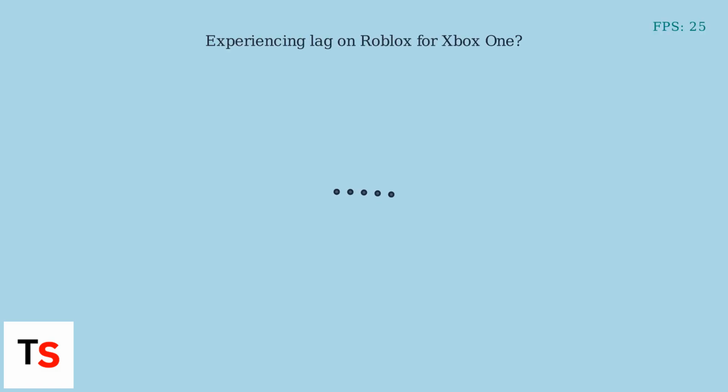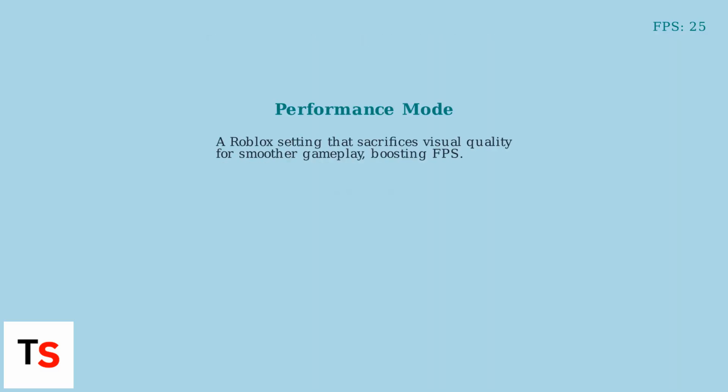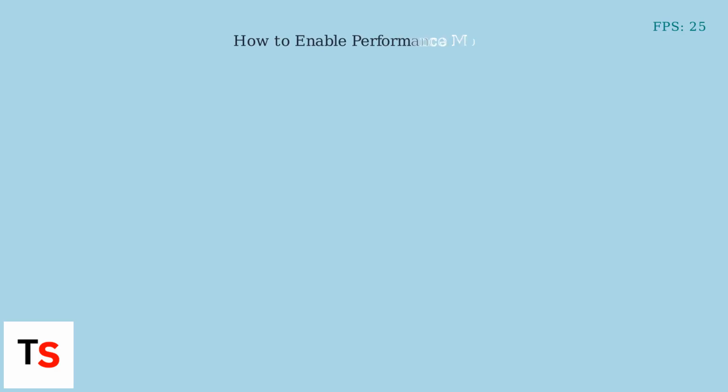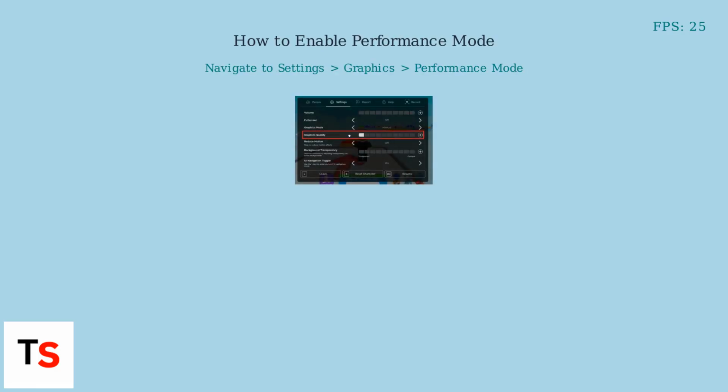Experiencing lag on Roblox for Xbox One? The key is understanding performance mode. It's a setting within Roblox that sacrifices visual quality for smoother gameplay, boosting your frames per second. To enable it, navigate to Settings, Graphics, Performance Mode in the Roblox menu.